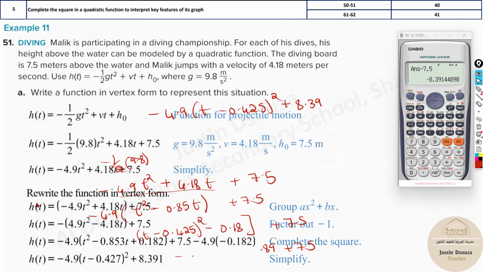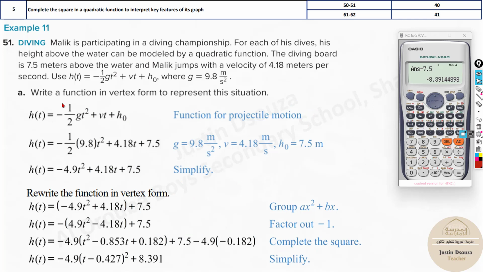So if you take 3 decimal points from the beginning, then you will get 27. I've approximated to 2 decimals over here, right? That's why I'm not getting the accurate answer, but it's close enough. It's negative 4.9 times (t minus 0.425 or 0.427) the whole squared plus 8.391. That's how we get into vertex form.